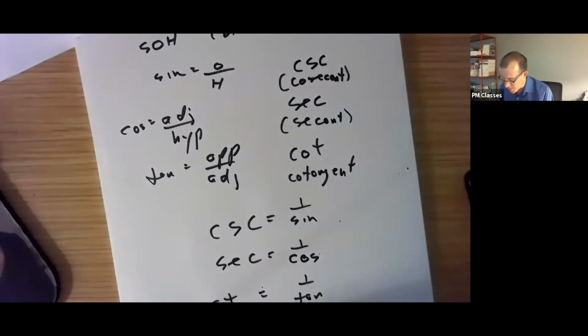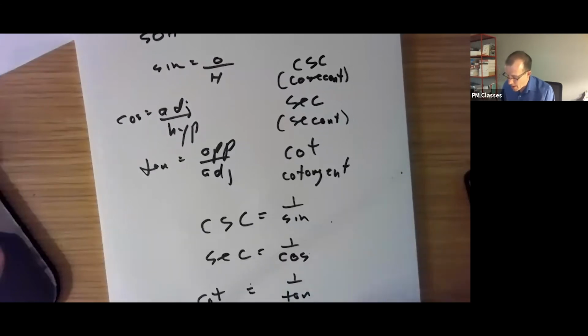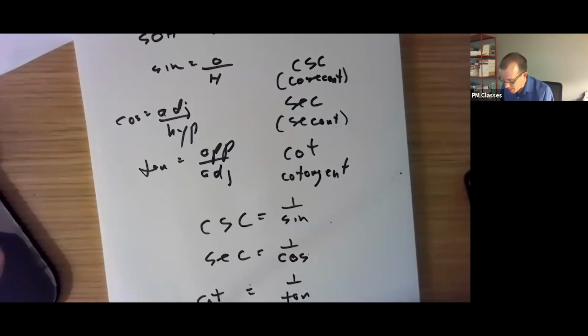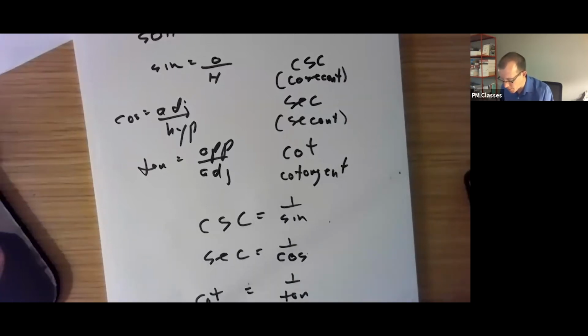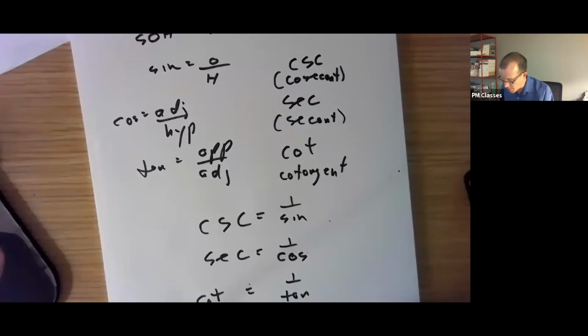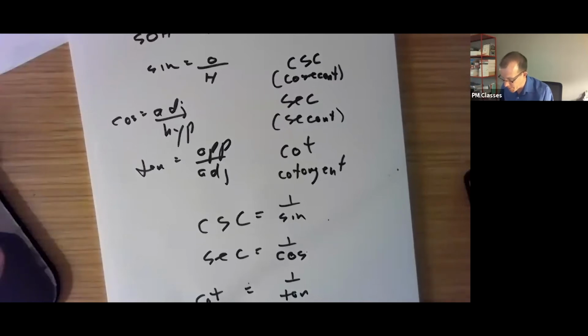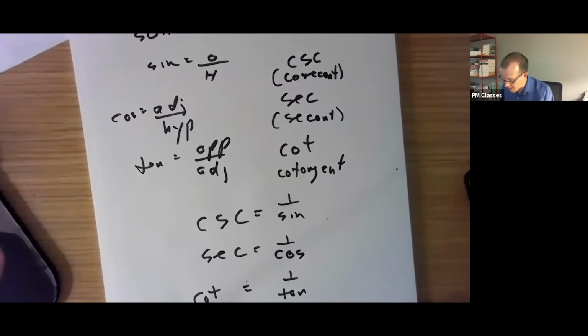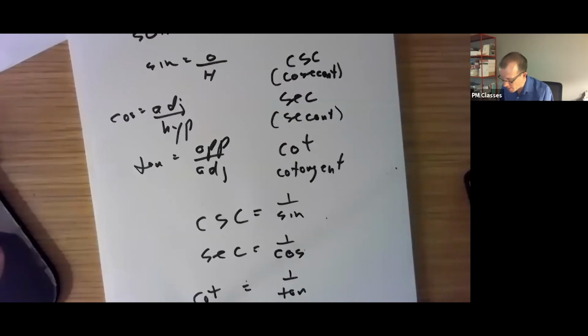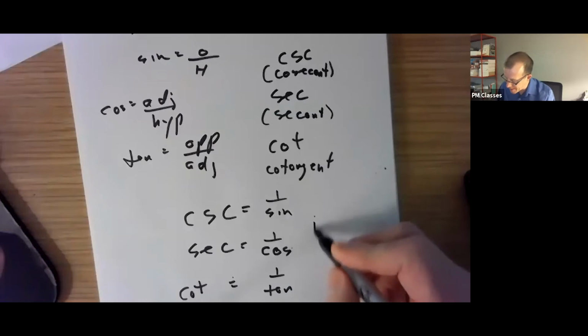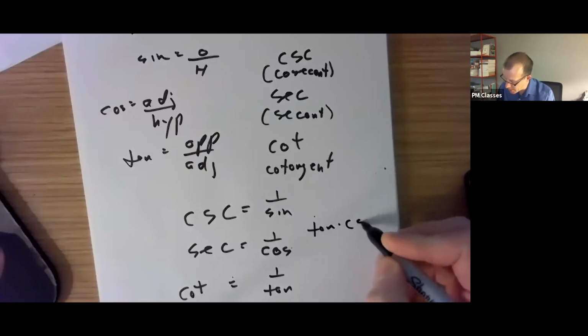So you'll get identities where they'll say, the tangent of something times the cosecant of something equals what? Well, we'll talk about this in a moment too, but trust me for now, tangent is sine over cosine, and cosecant is 1 over sine. So if I multiply those, I get 1 over cosine, which is the same thing as secant.